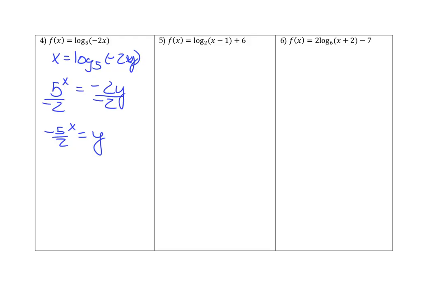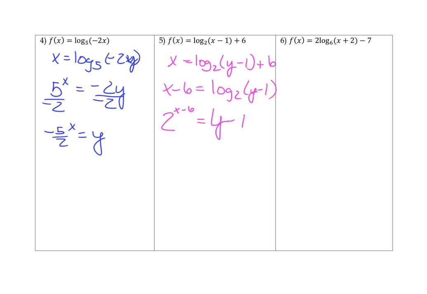So now we just have a few more steps. I have x equals log base 2 of y minus 1 plus 6. So I'm going to subtract that 6 first. Now my log and argument are isolated, so I'm going to go to exponent form. So the base of 2 raised up to the x minus 6 equals y minus 1. Now I'm going to add that 1, and remember it doesn't change anything, it's just now my horizontal asymptote.